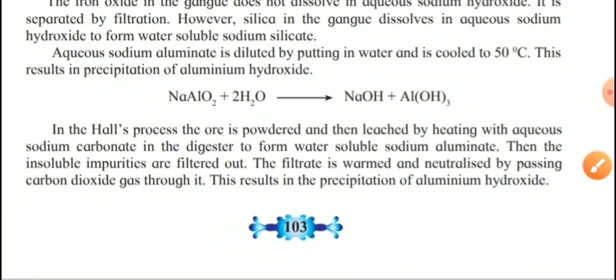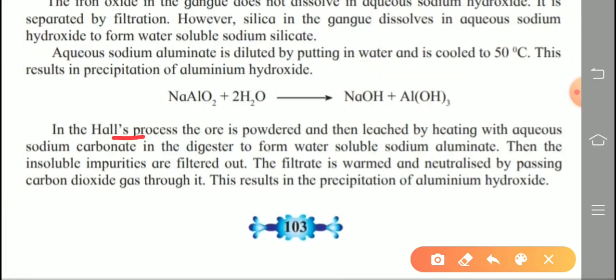Now what is the second process? Hall's process or method. In Hall's process, the ore is powdered and then leached by heating with aqueous sodium carbonate. In Bayer's process, sodium hydroxide is used, and here in Hall's process, sodium carbonate is used, heated in the digester to form water soluble sodium aluminate. Then the insoluble impurities are filtered out.